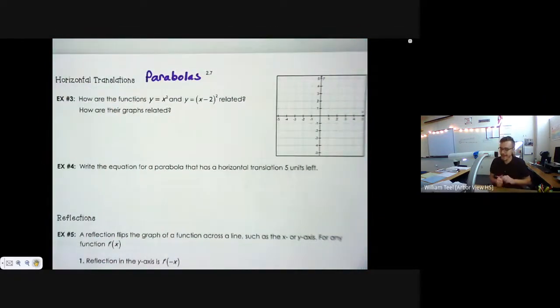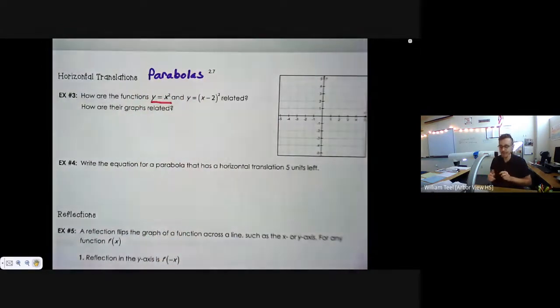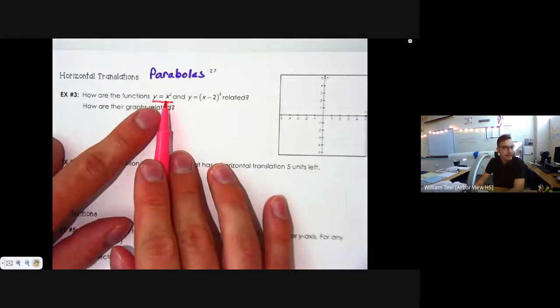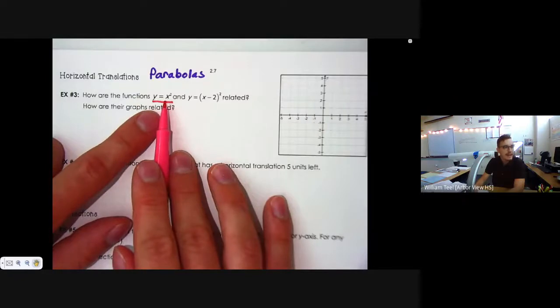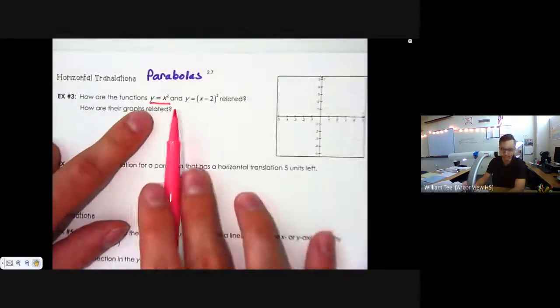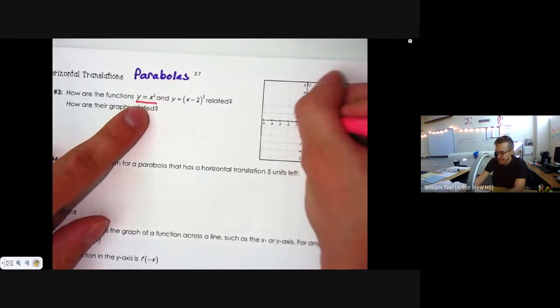But the first thing we have here is the parent function of the parabola, y equals x squared. This means that our vertex is going to be at (0, 0), right? We're not going to have any sort of vertical stretches or shrinks or anything like that. All we are looking at is the parent function. So I'm going to go ahead and graph this first. So if I have my parent function of a parabola, my vertex is at (0, 0).